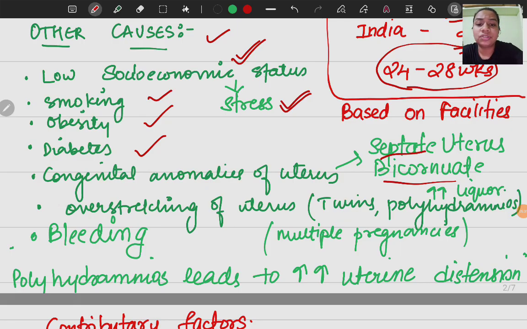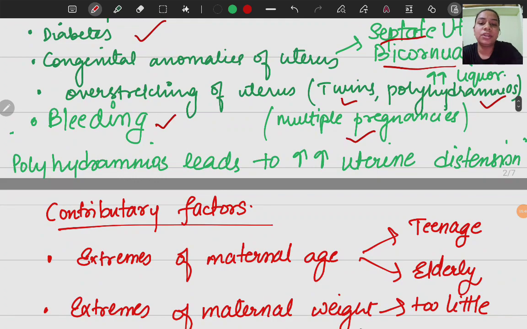If there is overstretching of the uterus, it creates pressure on the uterus. For example, in case of twin pregnancy or increased liquor, that is polyhydramnios, multiple pregnancies, and in case of bleeding. Polyhydramnios will lead to increased uterine distension. Because of that, preterm labor can occur.